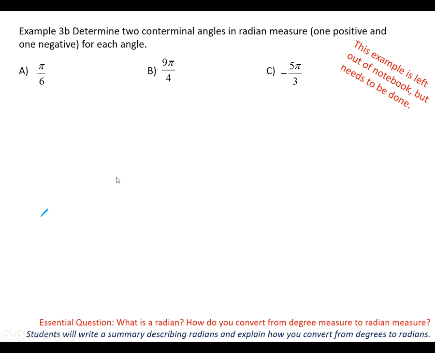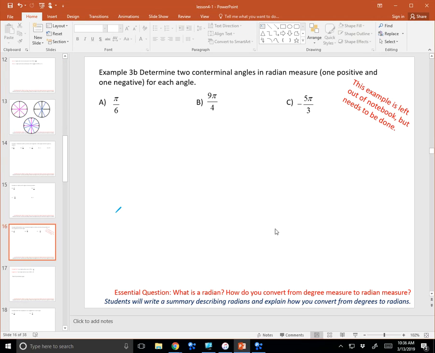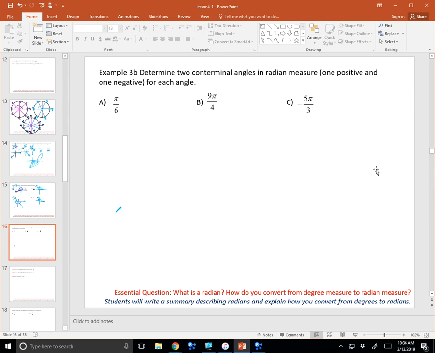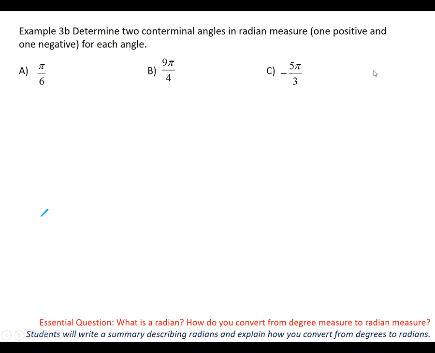All right, this is your actual example 3 now, right? And it's in the notebook now. Okay, we need to determine two coterminal angles in radian measure, one positive and one negative for each angle. This is weird. Okay?